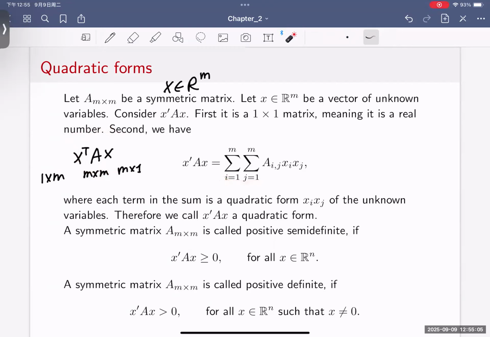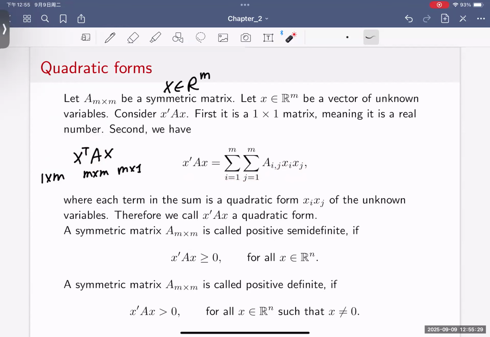We try different values of i and j, and use the ij-th element in A times xi times xj. Trying different i and j and using the corresponding element in A times xi times xj will result in our quadratic form.